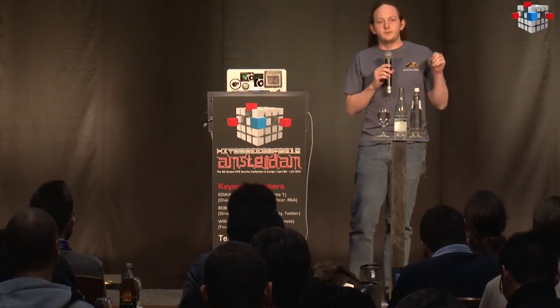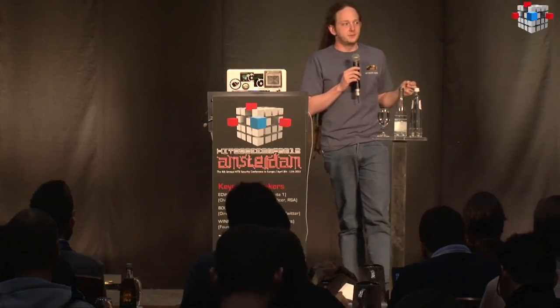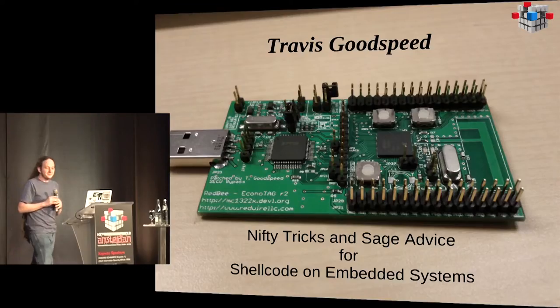So today I'm going to be talking about how to write shellcode for very small embedded systems. And we're going to be dealing mostly with 8 and 16-bit embedded systems, which means that none of these has enough memory to run CALC.EXE, which means that none of your existing exploits are going to work.